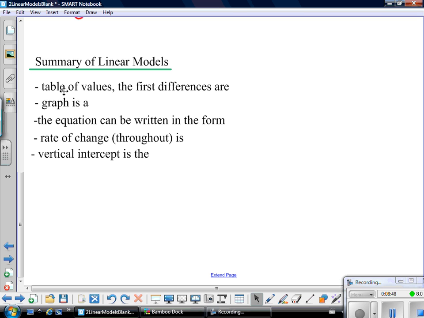So first of all, we know that in a table of values, the first differences are constant or equal. The graph is a straight line. The equation can be written in the form y equals mx plus b. Even if we only have one variable, we saw that still works. Okay, the rate of change throughout, if we calculated it, is constant. So in other words, it stays at one slope. The slopes don't change. And finally, the vertical intercept is the initial value of the relationship.